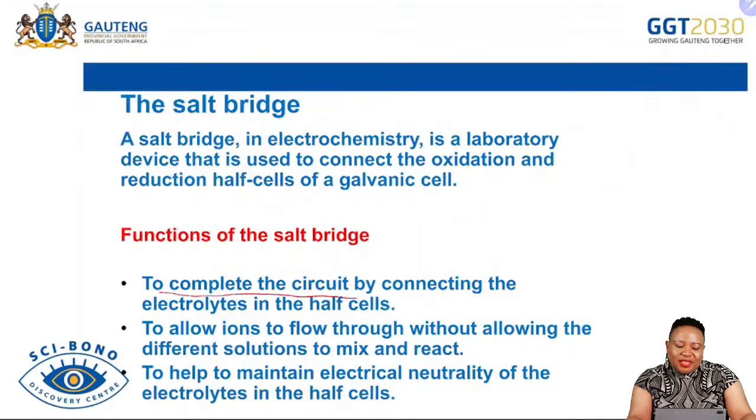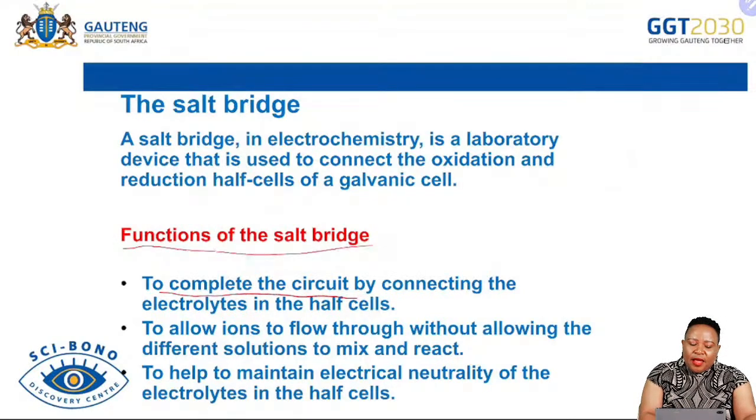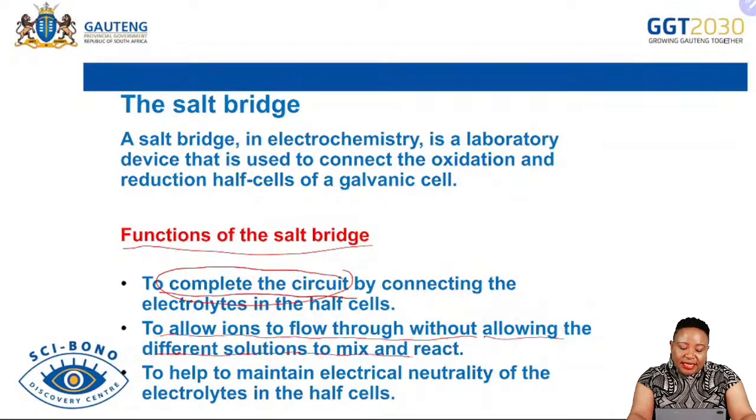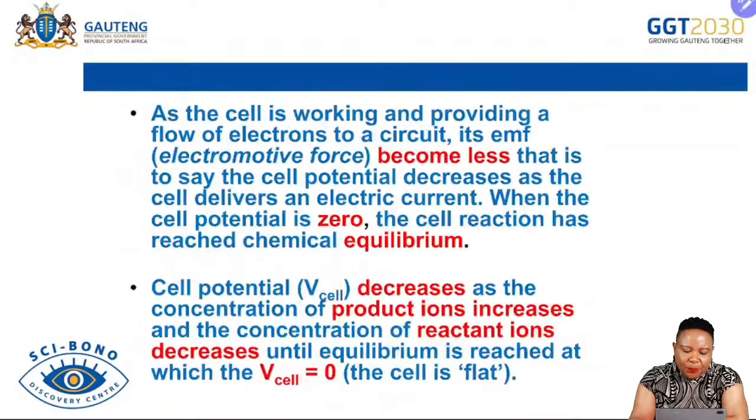Welcome back, grade 12s. We were still looking at the functions of the salt bridge, and we said the first one is to complete the circuit, also to allow the ions to flow through without allowing the different solutions to react or to mix, and also it maintains electrical neutrality, as we have seen that the anions will go into the side of the anode and the cations will go into the side of the cathode. So it is very important that we know at least two of the functions of a salt bridge.